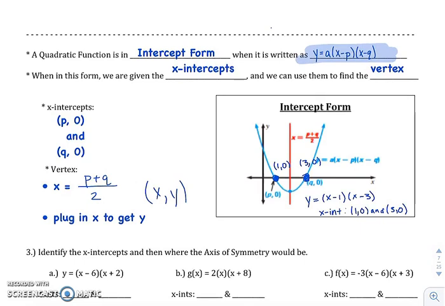and positive 3, 0. So you find the middle, so you can either visually look at it sometimes and find the middle, or you would add them up and divide by 2. 1 plus 3 is 4, divided by 2 would be 2. That's where this axis of symmetry would be. So you would have to plug 2 back into that equation to get the y, is what would happen there.